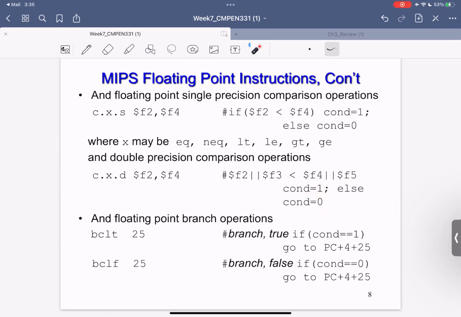And assuming I have a branch operation, and I would like to branch if true to that particular location, meaning I will check the condition.